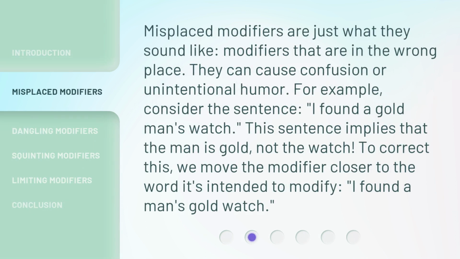Misplaced modifiers are just what they sound like: modifiers that are in the wrong place. They can cause confusion or unintentional humor. For example, consider the sentence, "I found a gold man's watch." This sentence implies that the man is gold, not the watch. To correct this, we move the modifier closer to the word it's intended to modify. I found a man's gold watch.